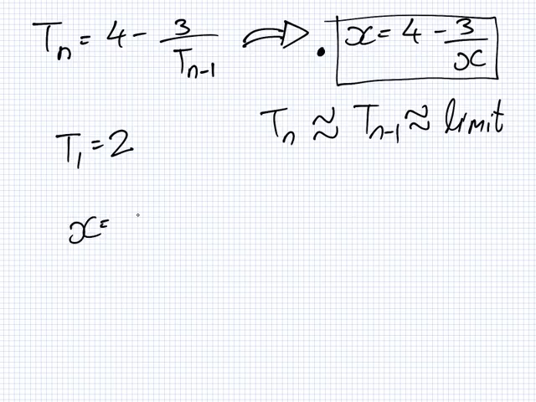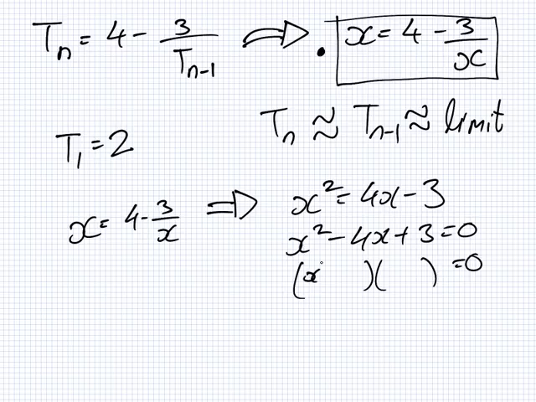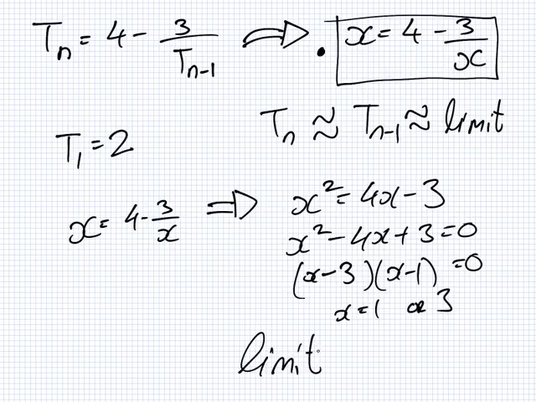How can I solve this? What should I do first? Step 1? Times x. So I get x squared equals 4x minus 3. X squared minus 4x plus 3 equals 0. Quadratic with 2 roots. Minus 3, minus 1. So that means x equals 1 or 3. That means the limit equals 1 or 3.